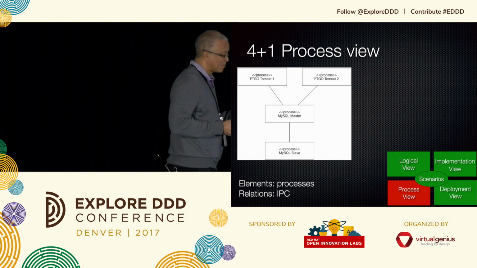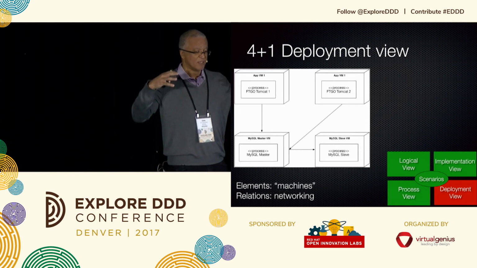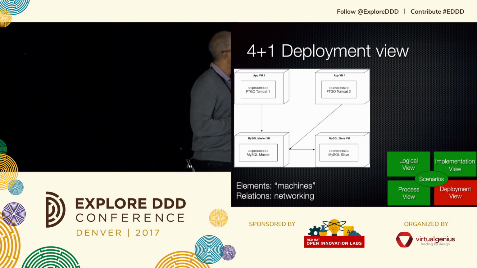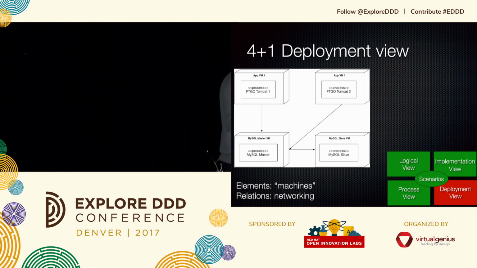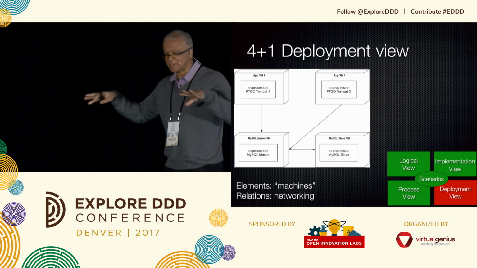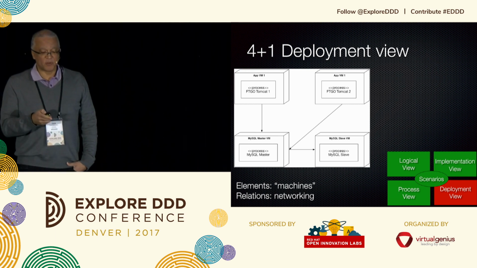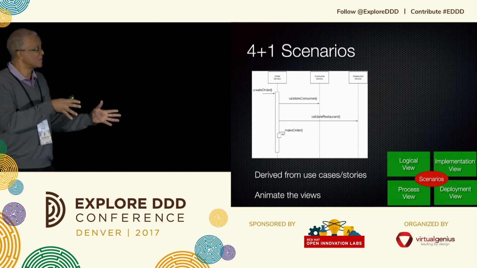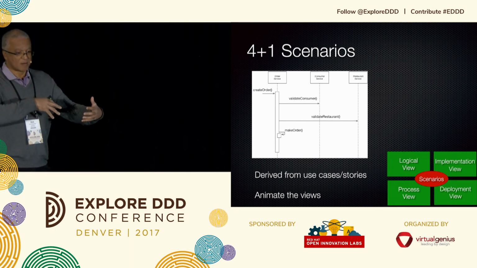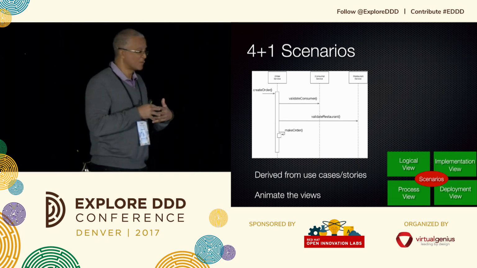And then finally, you have the deployment view, which shows how those processes run on, quote, machines or nodes. Those could be virtual machines, those could be containers, and the relations in this view represent some form of networking. Once again, you could add lots of details that would be meaningful to a network engineer. So those are the 4 views, and then you've got the +1, which are the scenarios. In this example, I've got a sequence diagram that shows how components from one of those views collaborate in order to handle a request.